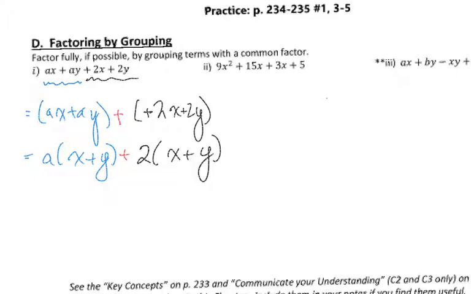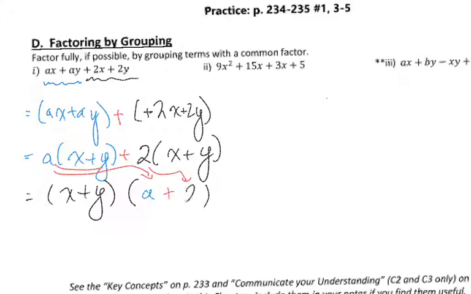And so now the common factor for both of these is literally x plus y, and then we just throw the rest of the work in our brackets, and that's literally the a and the plus 2. So we end up with a plus 2 in our second bracket. And we're done grouping by factoring.